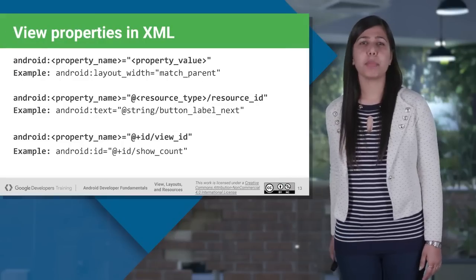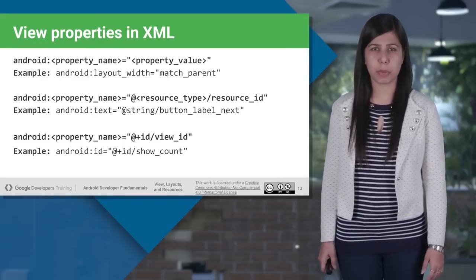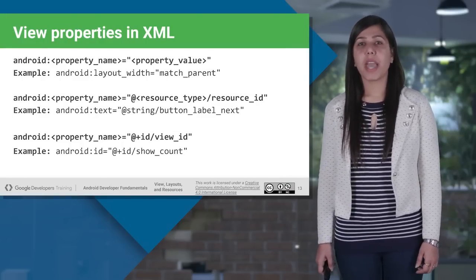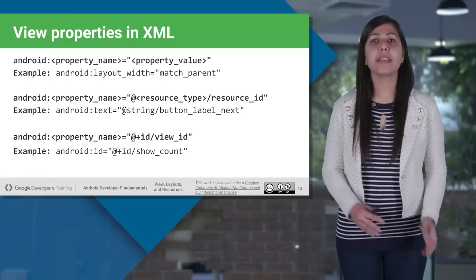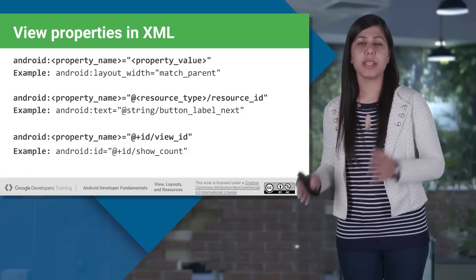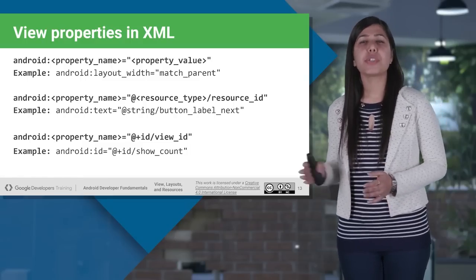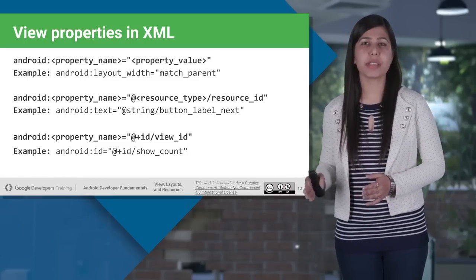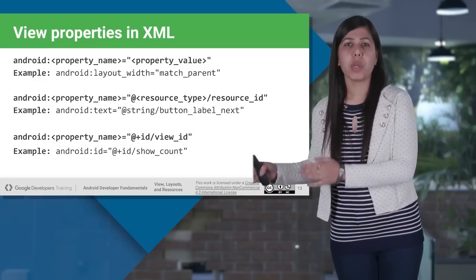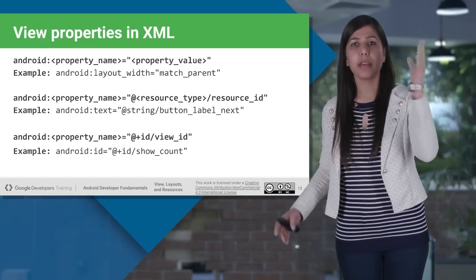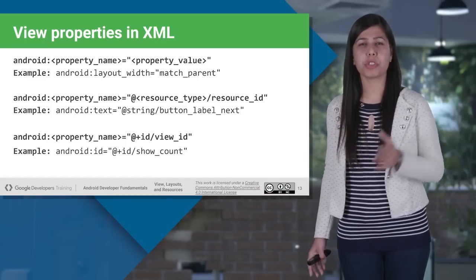Here are further examples of how to set properties in XML. First, we have specified the property name and the property value to the right. Here the property name is android:layout_width. That will set a width for that component according to the match_parent value. The match_parent value will take the width from the parent tag and put it there.